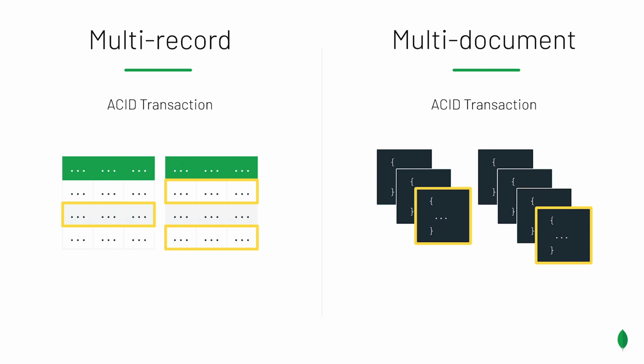Some NoSQL databases support ACID transactions, while others do not. In relational databases, we call these multi-record ACID transactions. MongoDB supports transactions, and we call them multi-document ACID transactions. However, when you model your data for MongoDB, you'll find that most of the time you don't actually need to use a transaction. But the good news is, if you need them, they're there.